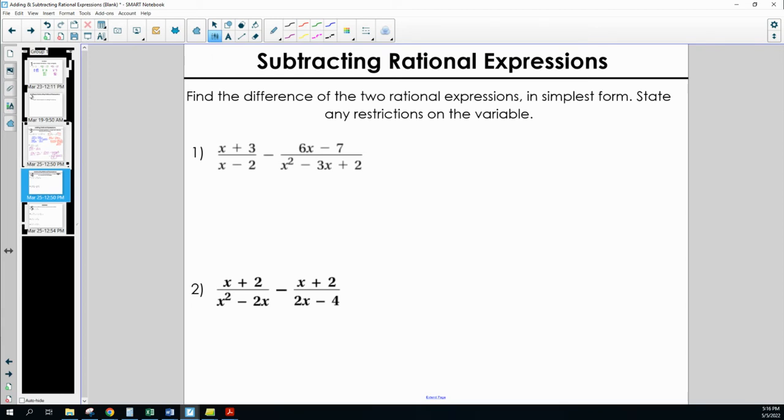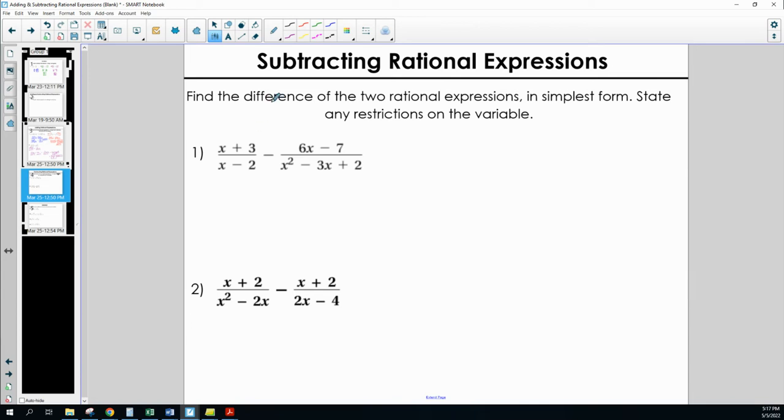Okay, now when we look at subtracting, subtracting is very similar to adding. It's pretty much the same process. The one thing you want to be careful of is the negative that we're using for subtraction. We want to make sure that we distribute that. So we'll talk about that more in a minute. Let's look at number 1.